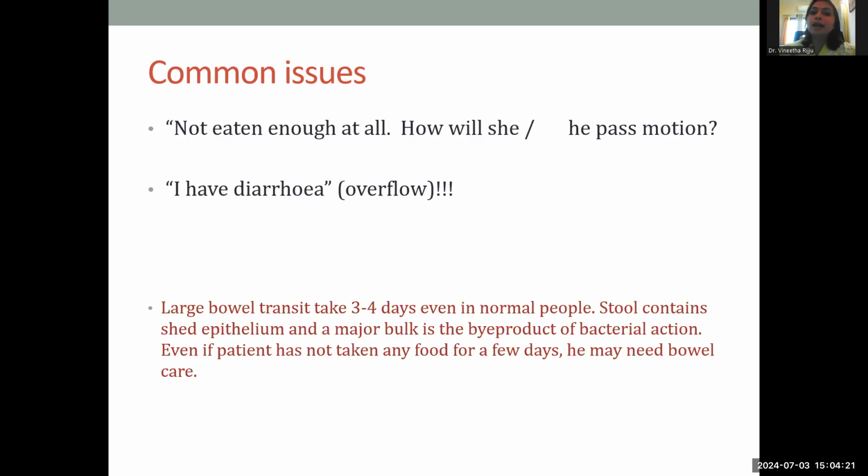And again, there is the complaint "I have diarrhea", which is another common issue where you have to rule out overflow diarrhea. Now, large bowel transit takes about 3 to 4 days, even in normal people. Stool contains shedding of the epithelium, and a major bulk is a byproduct of bacterial action. So even if the patient has not taken any food for a few days, he needs to evacuate his bowels.